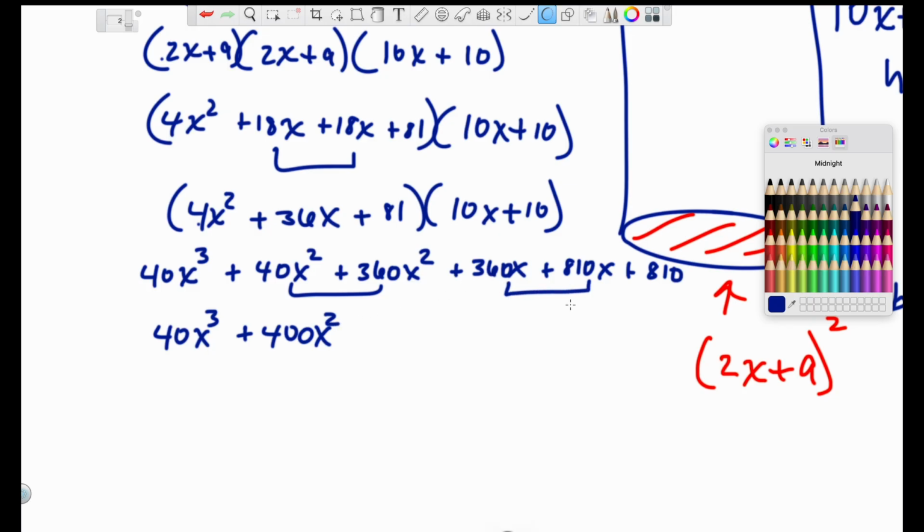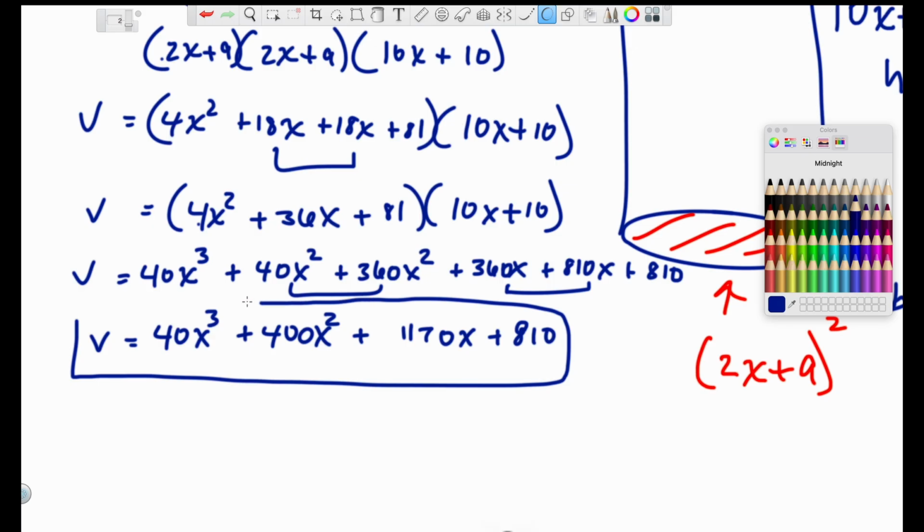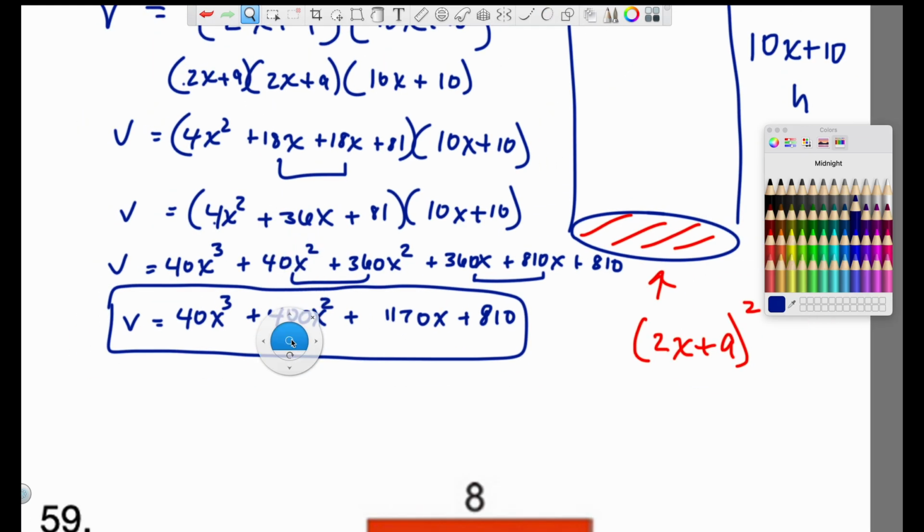I have 2 x terms, 360 and 610. What's that going to be? 360 plus 810... that's 1170x plus 810. And I should have a V over here on the left. It is an equation: volume equals, and there is our expression for the volume, all simplified in descending order.